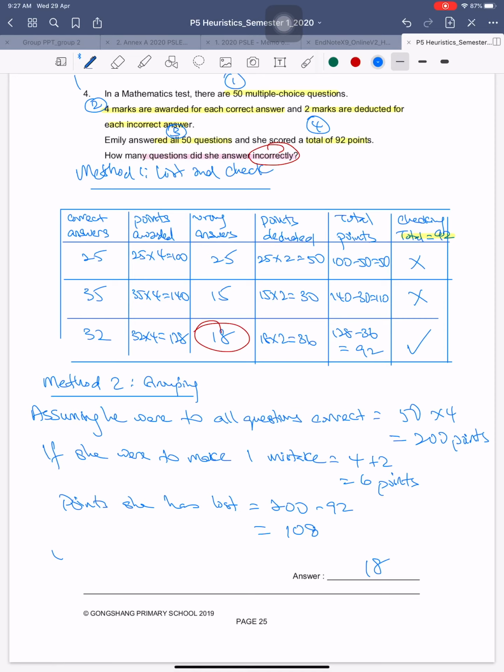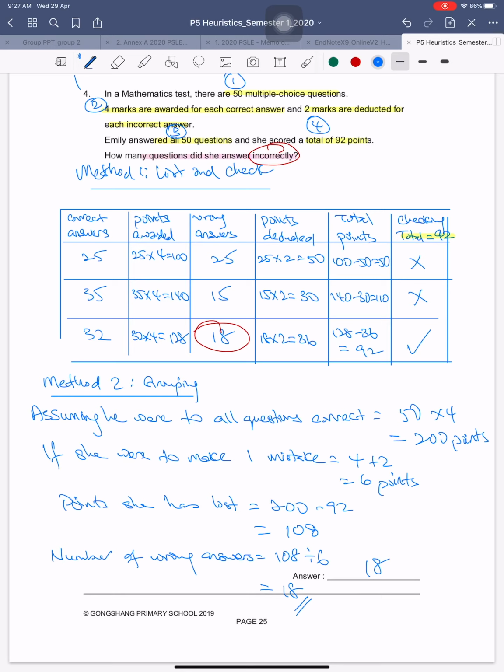And from here, I will know the number of wrong answers. How do I know? Because for each wrong answer, she will lose 6 points. So if I get 108 divided by 6, 18. So that's the answer. She will actually get 18 answers wrong, because the points that she has lost is 108. For each wrong answer, she will lose 6 points. 108 divided by 6, 18.